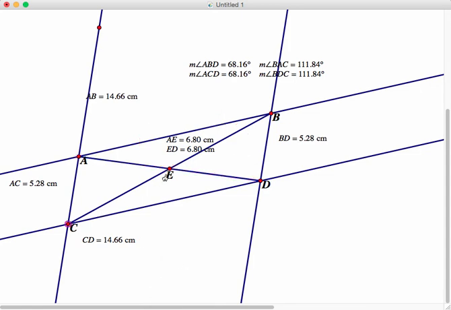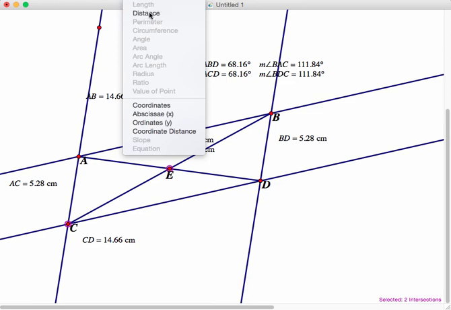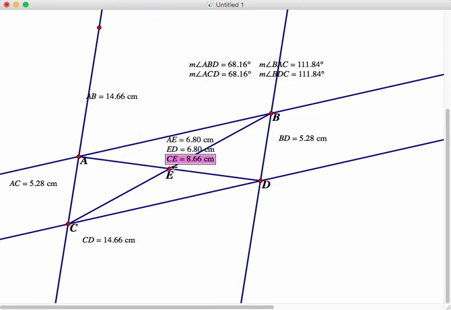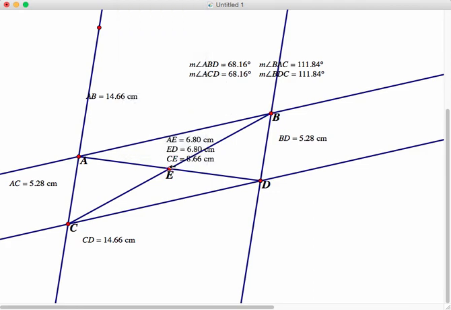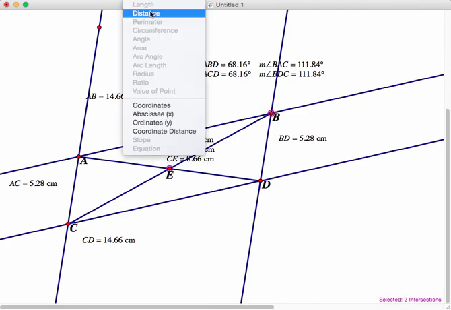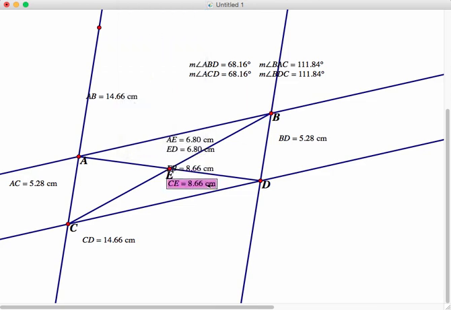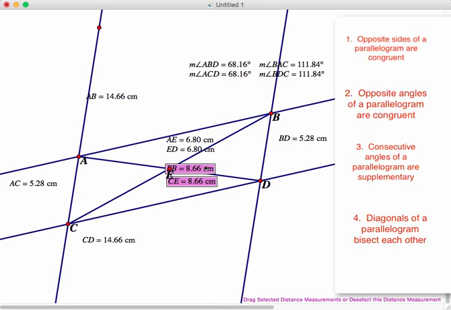Because in fact, if I measured C to E, and then I measured from E to B, I'm going to see that those two are also exactly the same. So we can come up with a nice way to say this. Instead of saying that the diagonals meet at each other's midpoint, we're going to say that the diagonals of a parallelogram bisect each other. Or in other words, they cut each other in half. And those are the four properties of parallelogram that I want you to be familiar with.